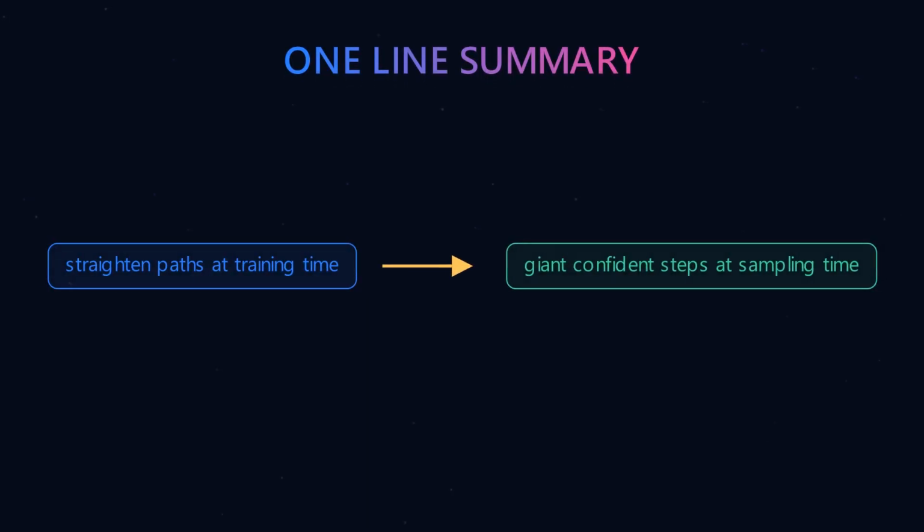So the 10x speed-up people cite when they talk about flow matching isn't a separate engineering trick bolted on afterward. It's a direct geometric consequence of everything in Chapter 5. Straighten the paths at training time, and you get to take giant, confident steps at sampling time.